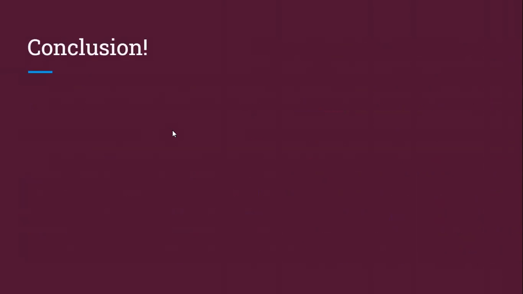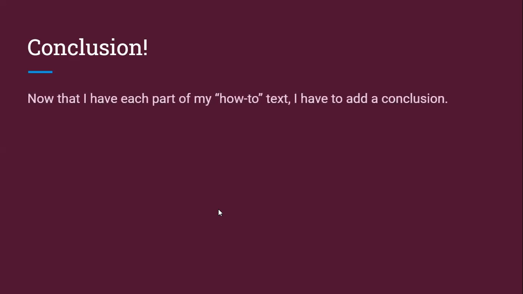So now we're going to talk about our 5th paragraph. So we've already completed 4 paragraphs. An introduction, a paragraph about the materials you need, a paragraph about the steps you need to do, and now we're on our 4th paragraph. So now that I have each part of my how-to text, I have to add a conclusion. We talked about adding a conclusion last week as well. It's a way to wrap up your writing.